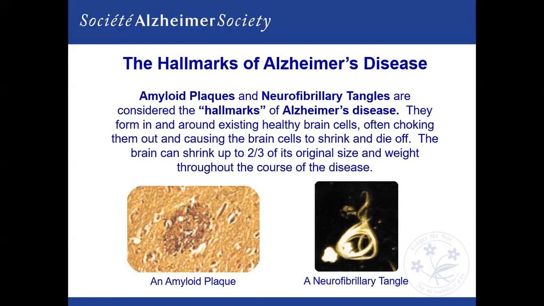And the brain can actually shrink up to two-thirds of its original size and weight over the course of the disease, and that is significant. So although the onset of Alzheimer's disease is gradual, over time, Alzheimer's disease eventually affects all aspects of the person's life, including their mental and cognitive abilities, their emotions and moods, behavior, their ability to carry out those daily activities. And you think about it as this destructive disease is really being caused by these two little microscopic structures that can cause an extensive amount of damage.